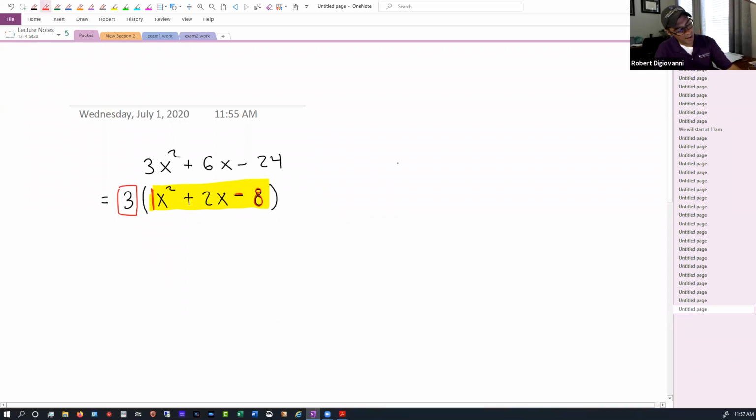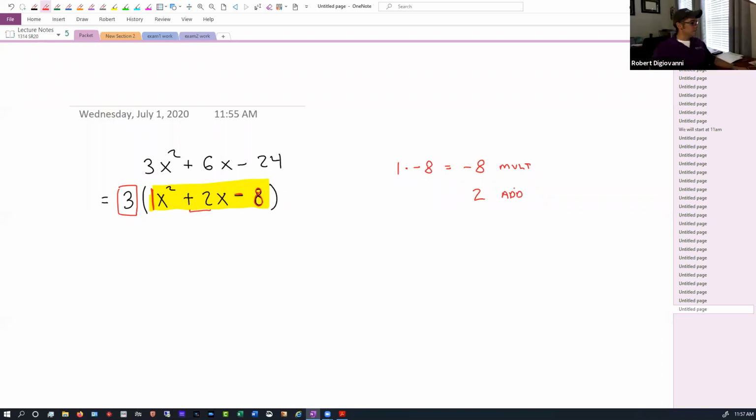We're going to write that down. 1 times negative 8 gives me negative 8. And then we look at the number in front of the x, which is positive 2. We need 2 numbers that multiply to be negative 8, but add up to be positive 2. So this is where you get to just mess with numbers.